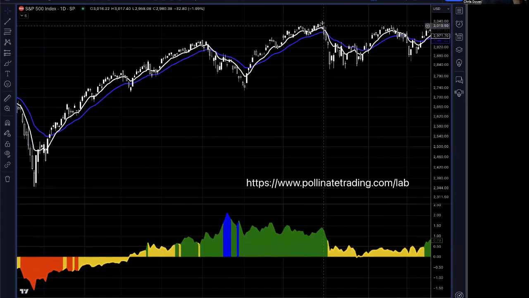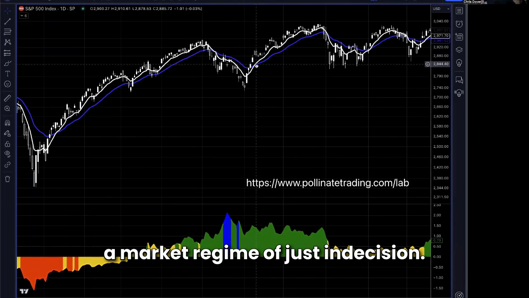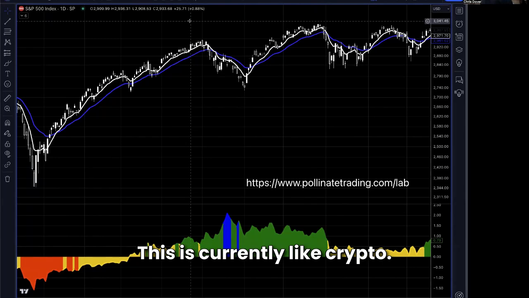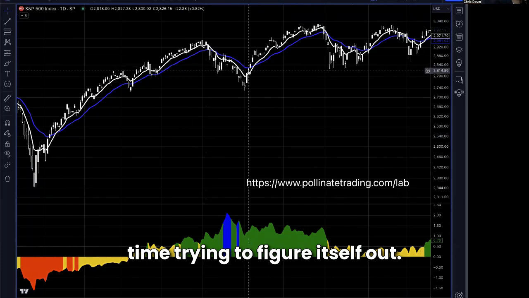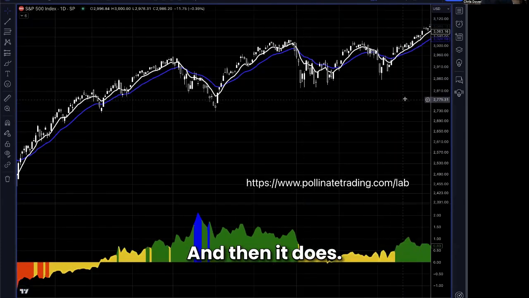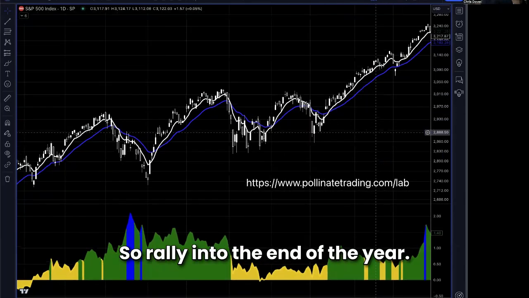So the sideways flip-flop over here is indicative of a market regime of just indecision. This is like crypto currently, like it rallied and then spent so much time kind of trying to figure itself out. And then it does. Okay. Then it goes. So we rally into the end of the year.